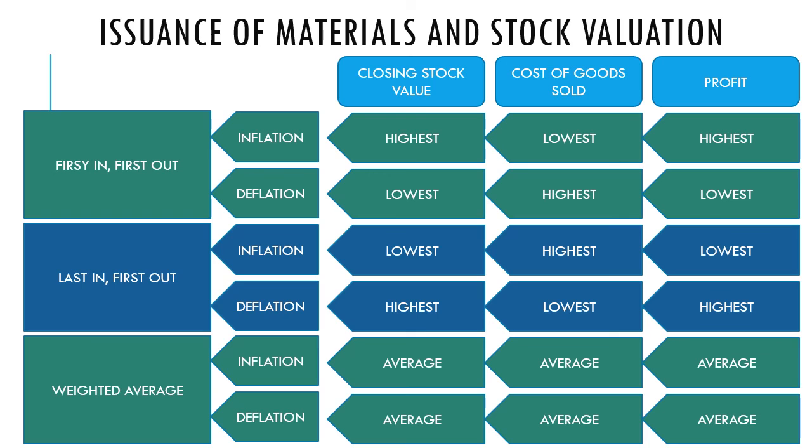So if the question says to prepare the store ledger card that will give the company the highest profit, you look first at the price of the material. Is it increasing or not?